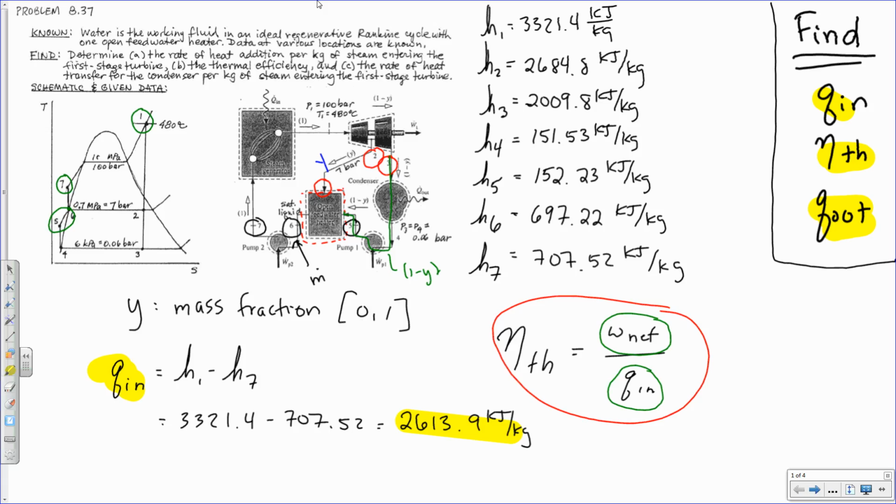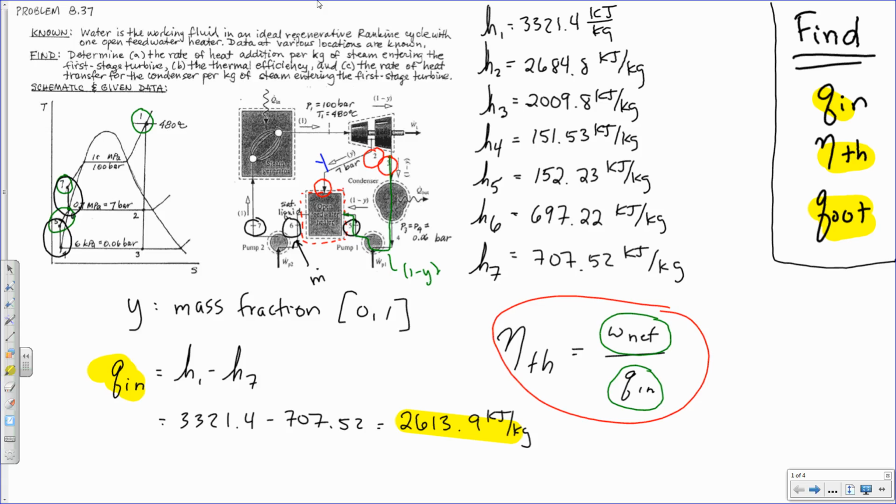How do we determine the total amount of work that's required to operate the pumps? Oh, we have two pumps, don't we? We have one pump that transitions the working fluid from state 4 to state 5, and a second pump across state 6 to state 7. So we need to include both of these pumps into the total amount of work in. Okay?